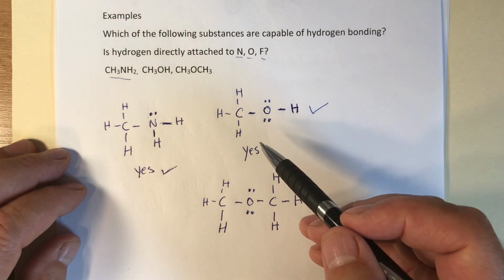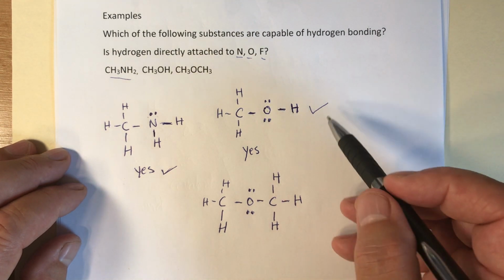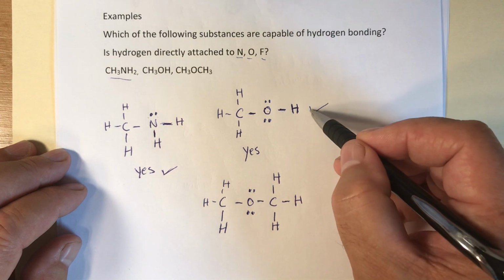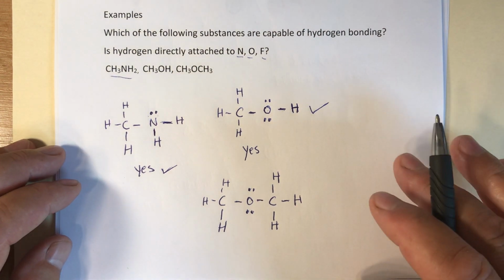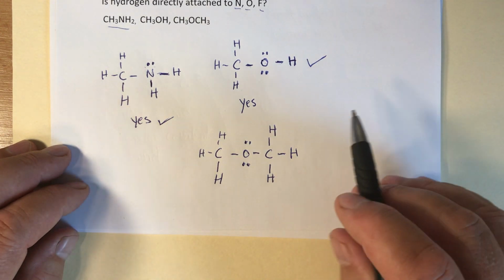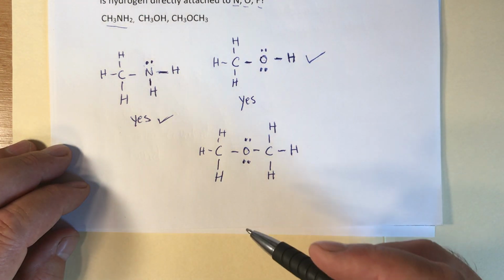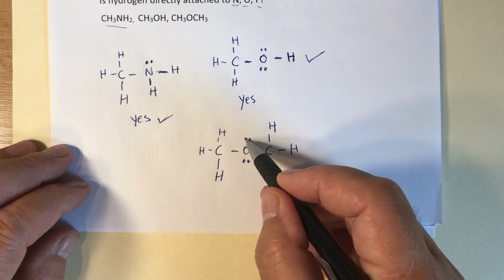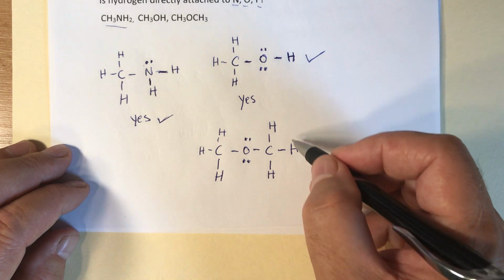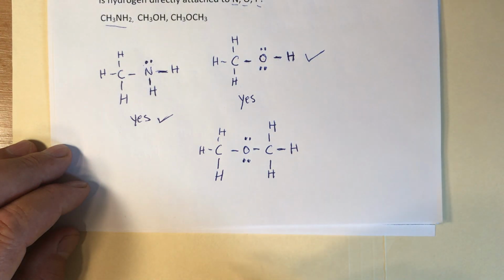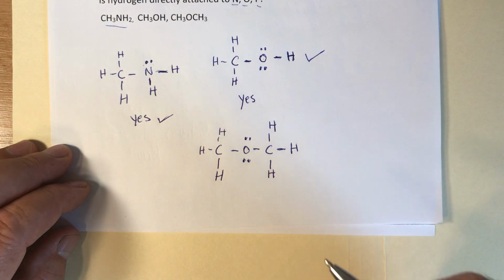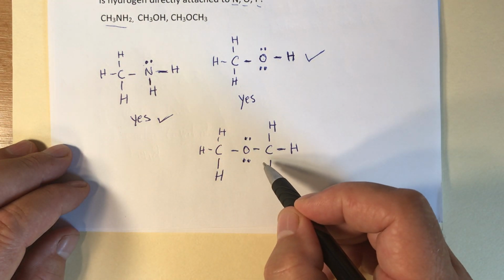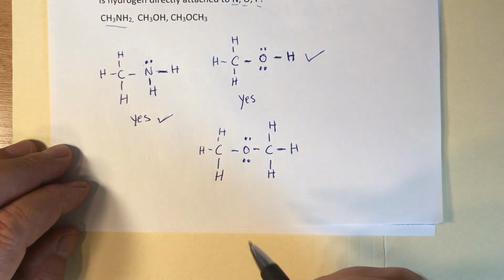Let's take the second one, methanol, and we see hydrogen is directly connected to the oxygen. So it is capable of forming hydrogen bonds. Let's take the third one, dimethyl ether. We have oxygen connected with 2 carbons and 2 lone pairs of electrons here. And we see hydrogen is not directly connected to oxygen. So this molecule does not form hydrogen bonding with other molecules like this.